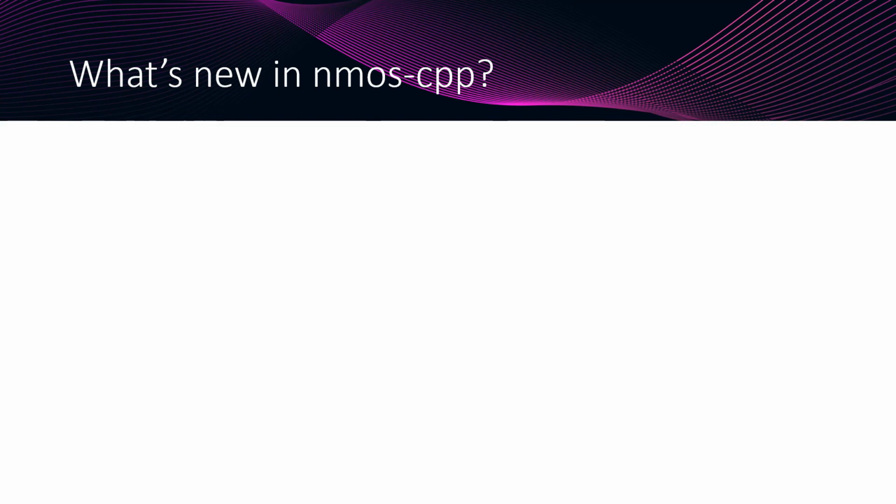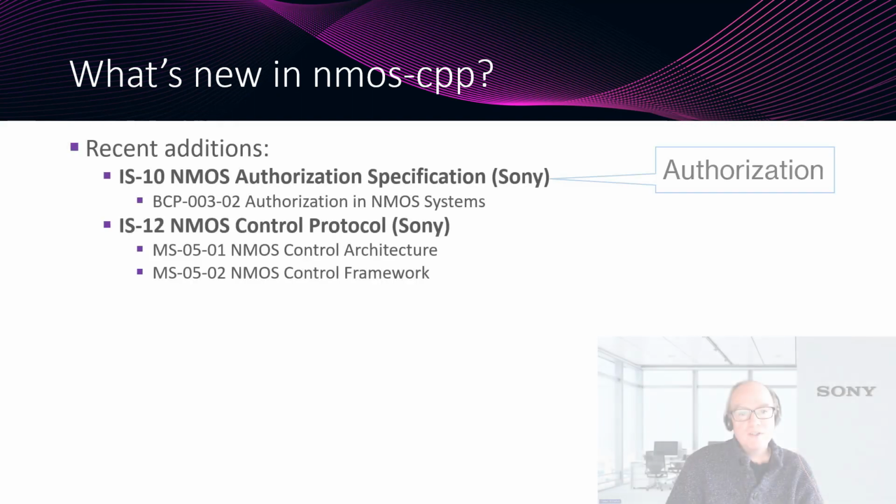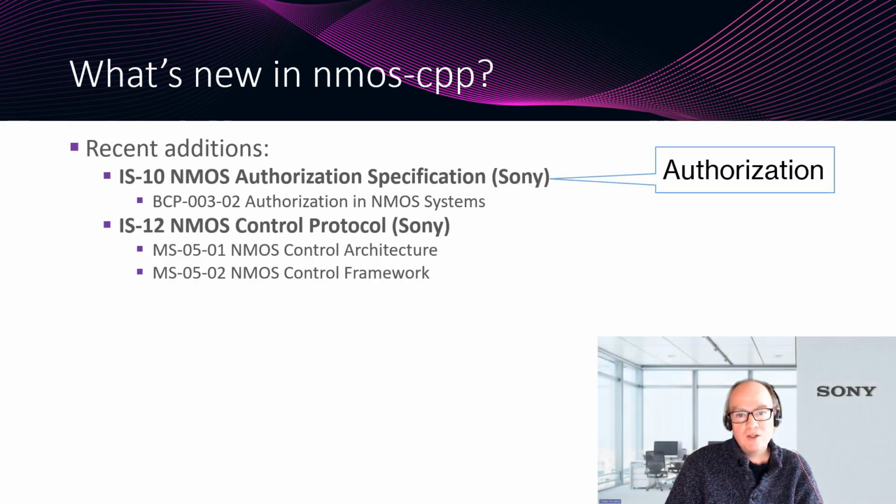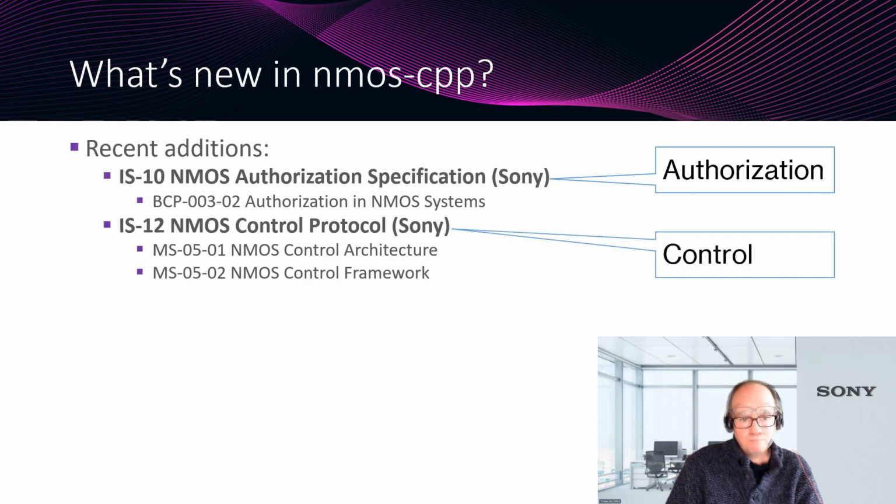So what's new in NMOS CPP? Recent additions to the code are our implementation of the IS-10 NMOS authorization specifications. This includes the practices specified in the BCP-003-02 authorization in NMOS systems specification. We have also implemented the IS-12 control protocol, which includes implementation of the MS-05-01 NMOS control architecture specification and the MS-05-02 NMOS control framework specification.